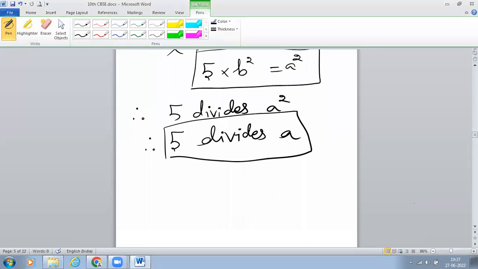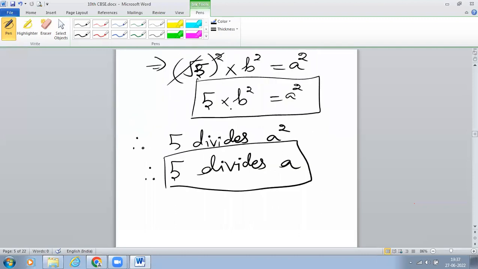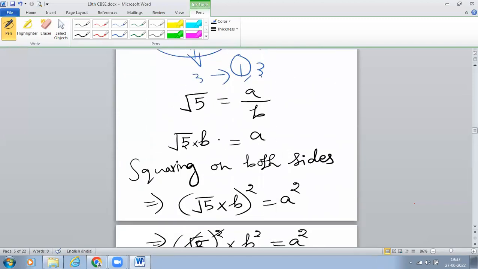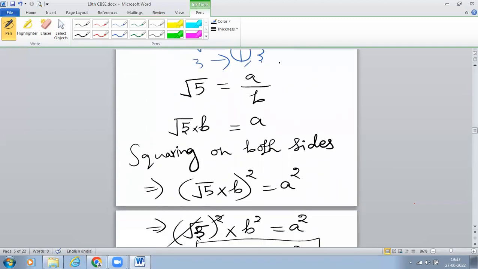Excuse me, sir. Yes, ma'am. What is the doubt? Could you explain again, sir? This 5, how is it that 5 divides a? Sir, from a, where a and b are co-prime, sir, from there. From this step, 5 into b square is equal to a square. From, no, sir, from root 5 equals a by b. From root 5 is equal to a by b. This step. Yes, sir. Okay.